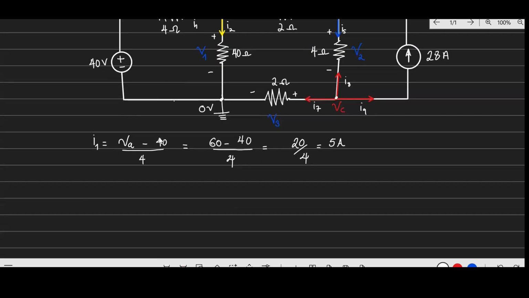Now you know that power is simply the product of voltage times current. The voltage is 40 volts, and the current through it is 5 amps. So this gives us 200 watts of power absorbed by this element. It's positive power. All right, let us also confirm this using MATLAB Simulink.